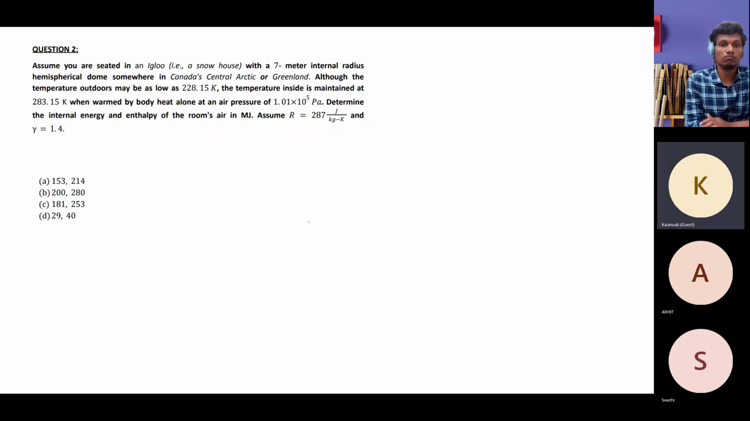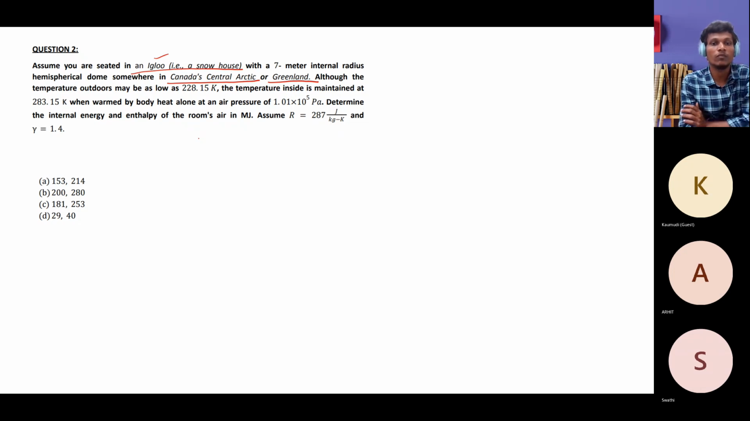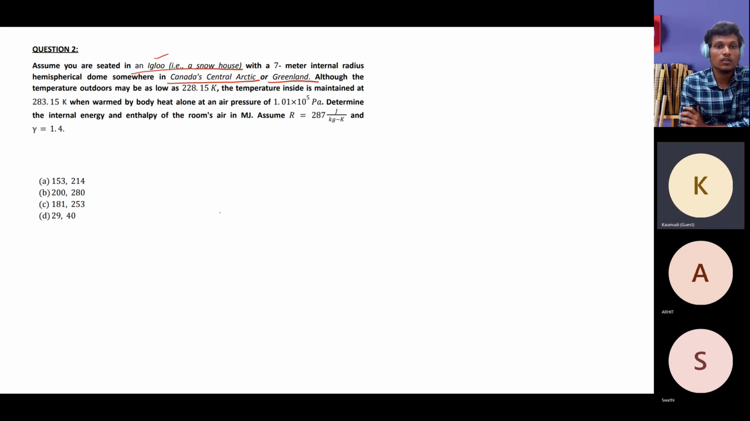The igloo. It's a very generalized problem. I hope you can recall it if it is repeated, because there are some interesting landmarks here: Canada, Central Arctic, Greenland, igloo. So you can maybe remember these things. Assume it is repeated. Fine. Whether you solved it or not, we can see how we can solve this question today.